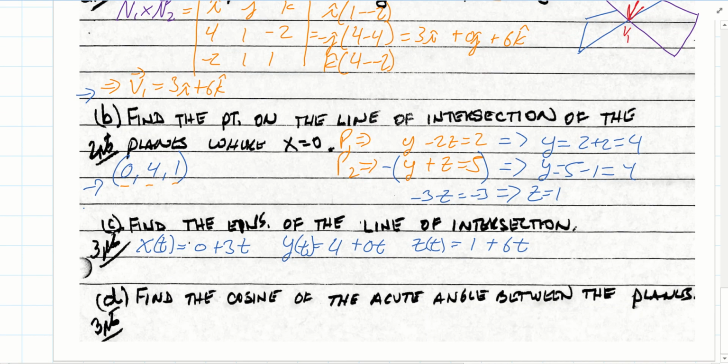Now lastly, it says find the cosine of the acute angle between the planes. To do that, all you have to do is remember the equation of cosine theta, which is n1 dotted with n2 over the magnitude of each other, so magnitude of n1 times the magnitude of n2. And it says acute angle, so acute angle means it has to be the absolute value.